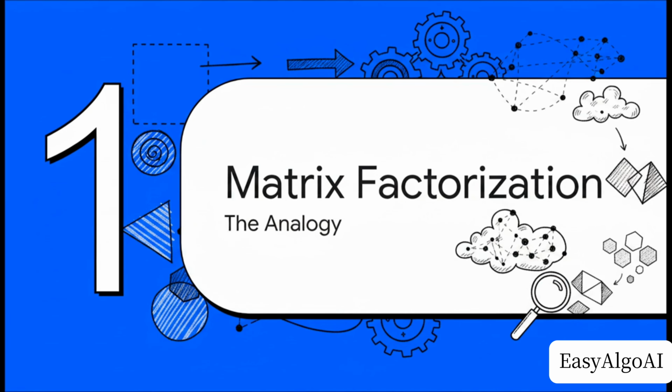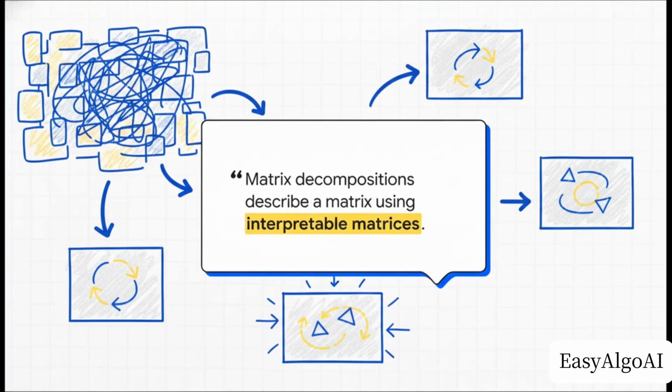Step 1. The matrix factorization analogy. So keep in mind throughout this explainer that we're really just trying to build geometric intuition here. We're not going to sit around and memorize boring equations. We want to visualize what the data is actually doing. The whole idea is perfectly summed up in a quote from our source material.